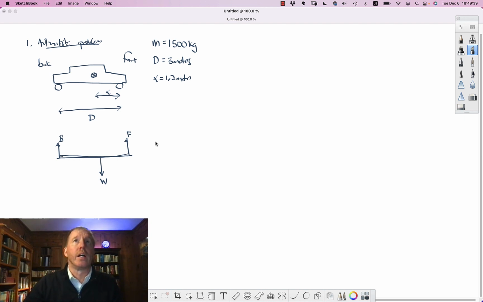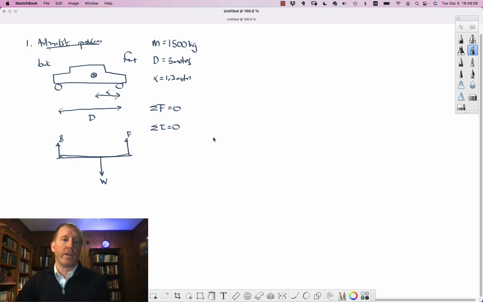Okay, and the idea here is for this to be in static equilibrium, the sum of the forces has to be equal to 0, and the sum of the torques has to be equal to 0. The sum of the forces being 0 means that the center of mass is not accelerating, and the sum of the torques equals 0 means that the vehicle is not rotating around its center of mass.